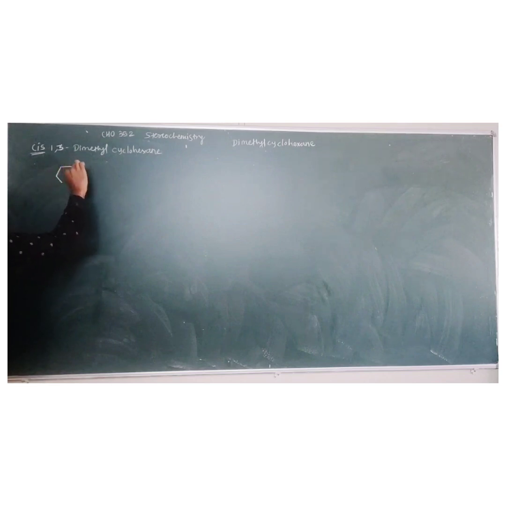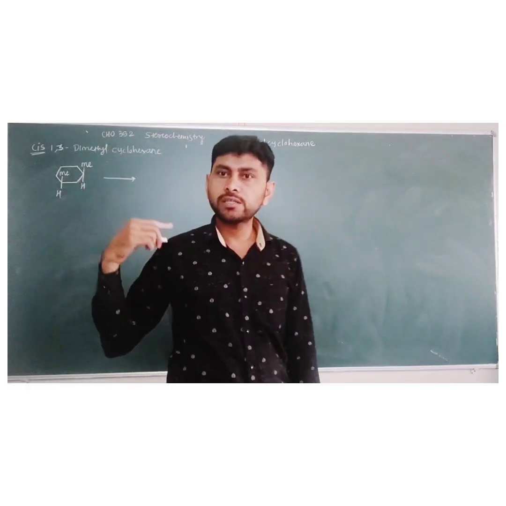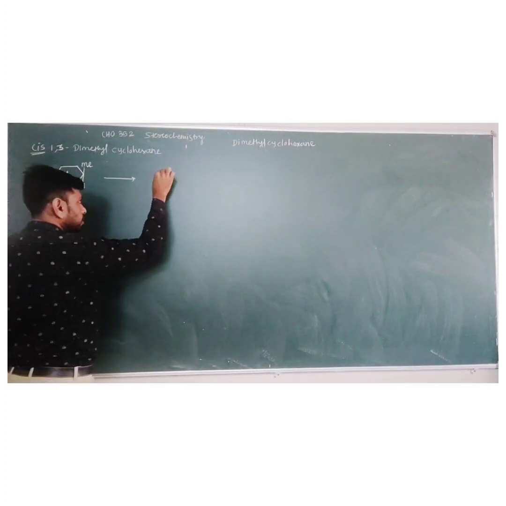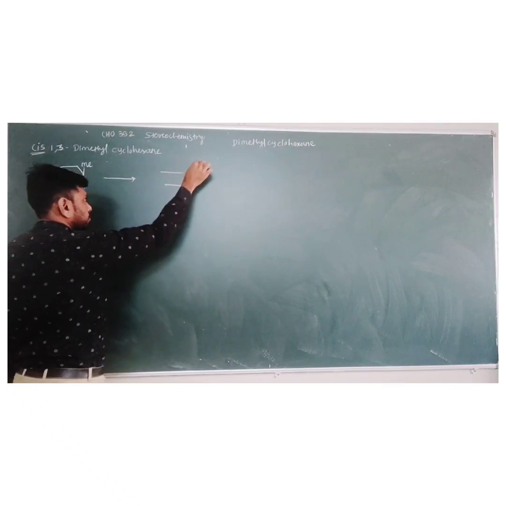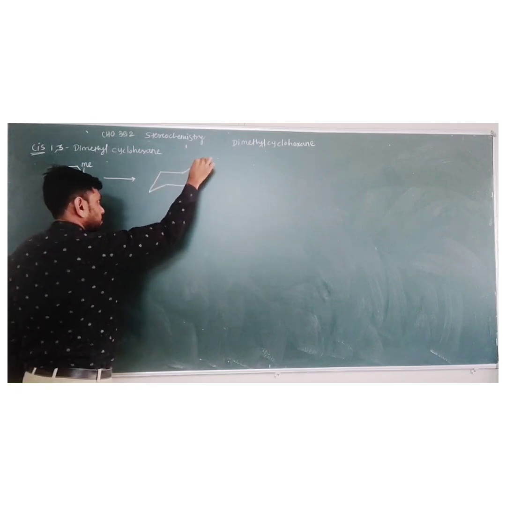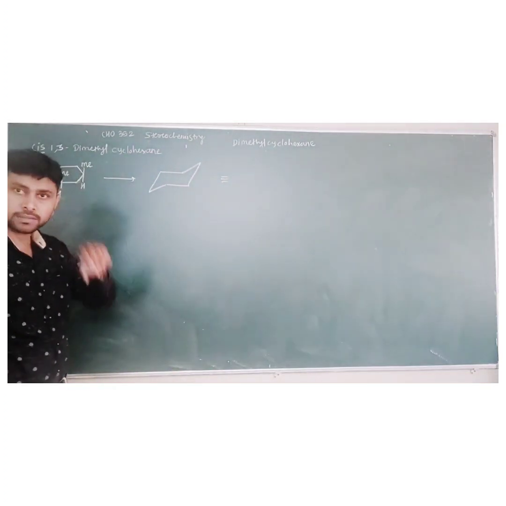Here is the planar structure: 1, 2, and now at position number 3 we are drawing the cis conformation. Now we have to convert this into chair conformations. Draw the first chair conformation. This is the chair conformation. Now we have to see another chair conformation here.